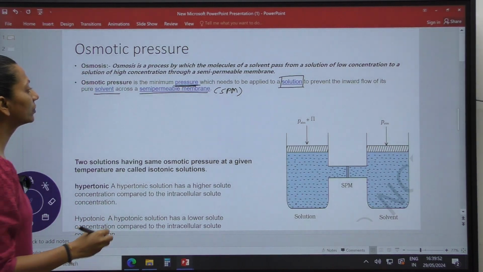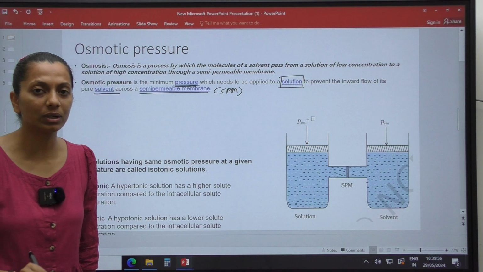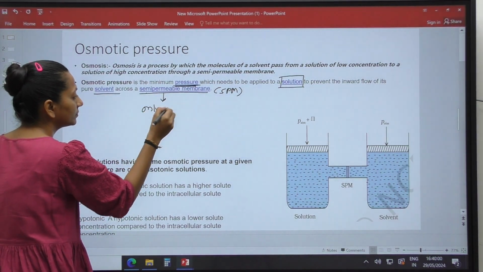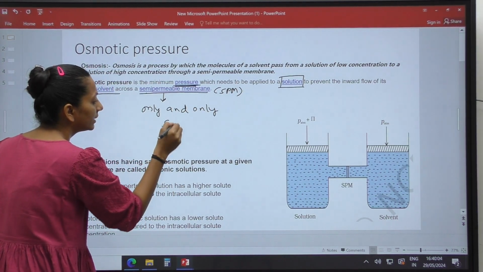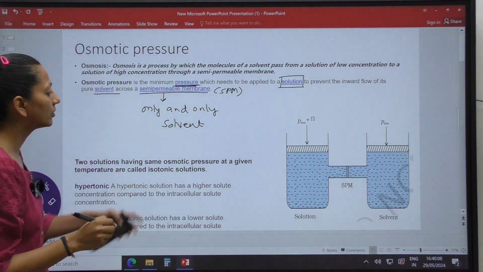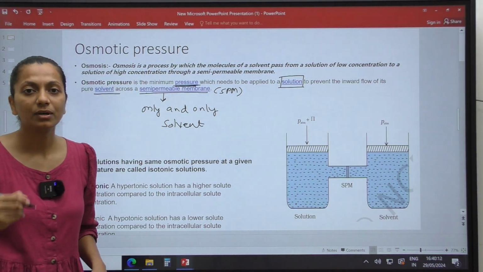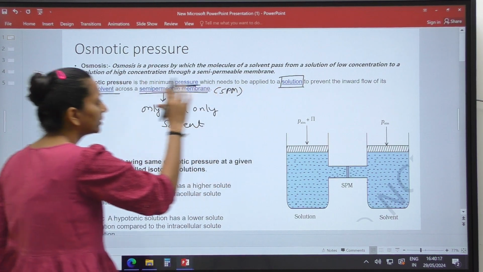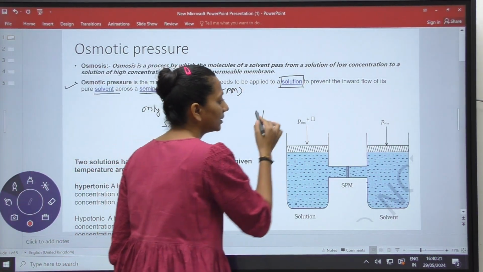One thing I want to say: the semi-permeable membrane, as we know, allows only solvent molecules and does not allow solute. Why? We have seen it is because of the small size of the solvent compared to the size of the solute molecule. The osmotic pressure statement can be easily understood using this figure.